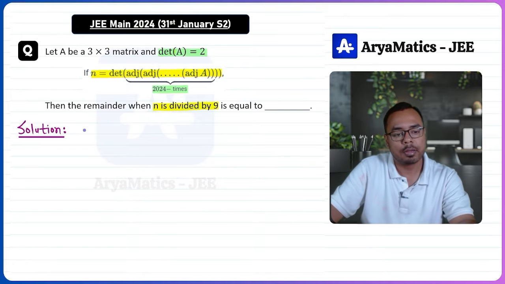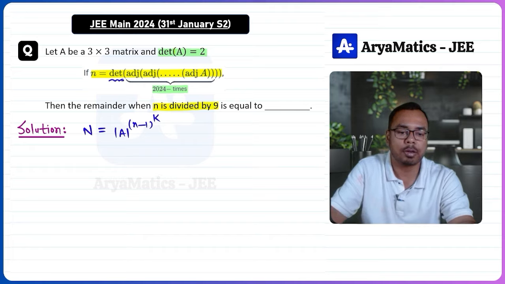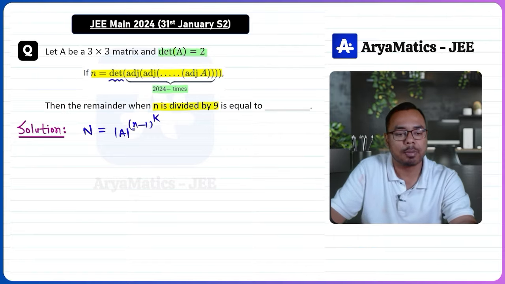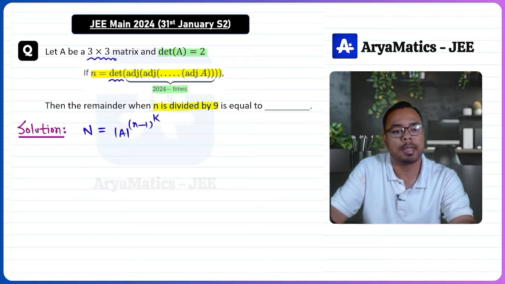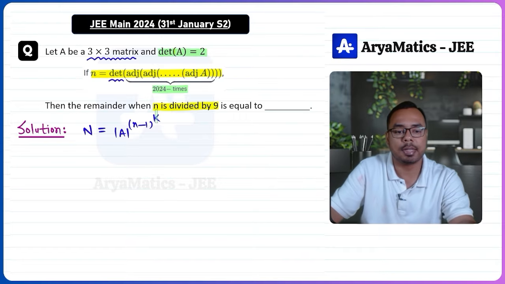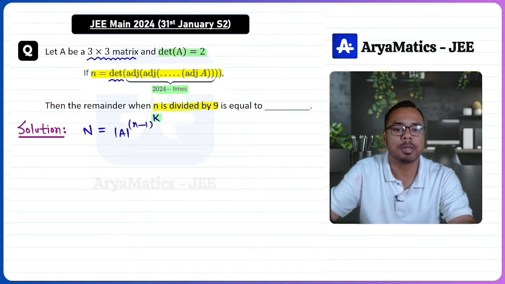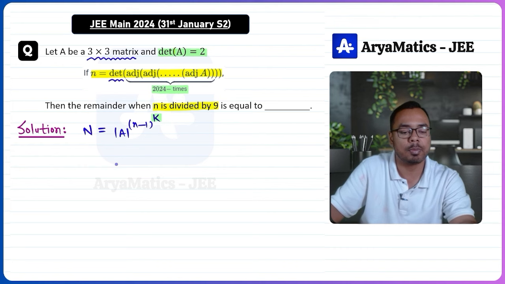So first of all, this given number, I'll represent by capital N. So let us say this number N will be determinant of A raised to n minus 1 and that raised to k. This is the standard formula for finding determinant of adjoint of a matrix, where adjoint is given a number of times. In this formula, n is the order of matrix. For example, here we have 3 cross 3 matrix. So that means n will be 3. And k is the number of times we have adjoint. For example, here we have adjoint 24 times. So that means k will be nothing but 24.